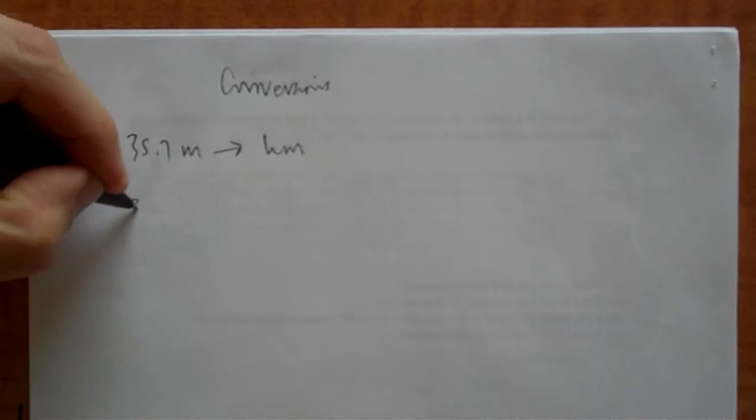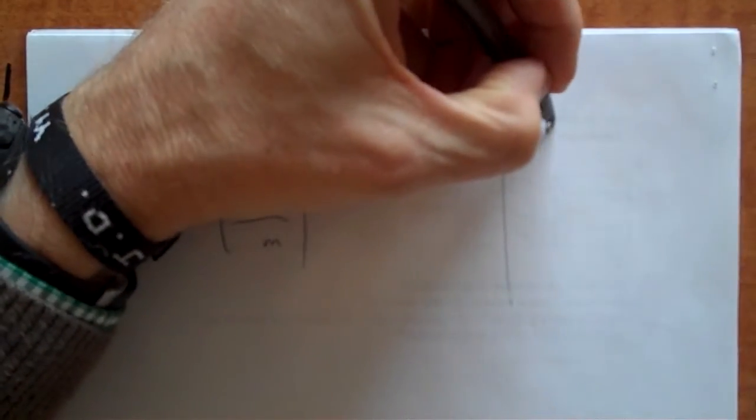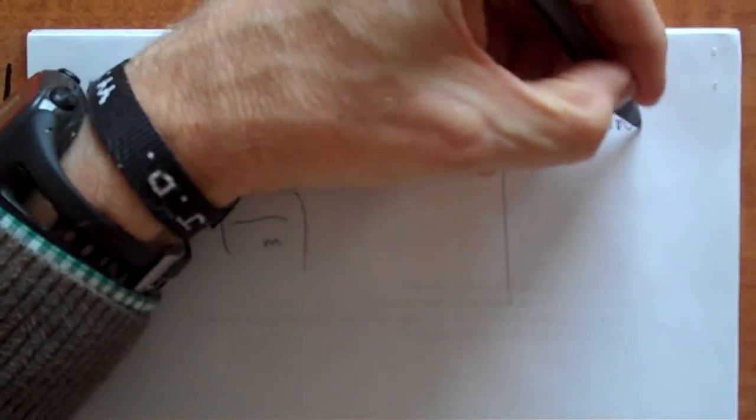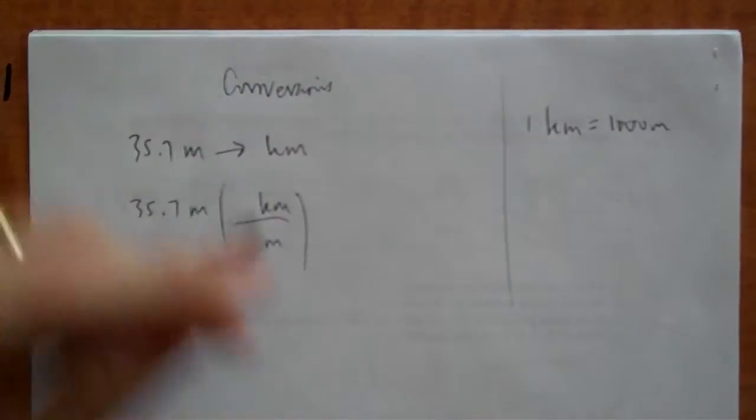The simplest conversion is, let me just make up a number, 35.7 meters to kilometers. That's the simplest conversion we could possibly do. Okay? And it goes like this. 35.7 meters, and I've got to convert this to kilometers. So I'm going to look on my table somewhere for a conversion factor between meters and kilometers. I look in the table and I see that 1 kilometer is equal to 1,000 meters, right? And so I go, oh, okay, those two are related. 1 kilometer is equal to 1,000 meters.